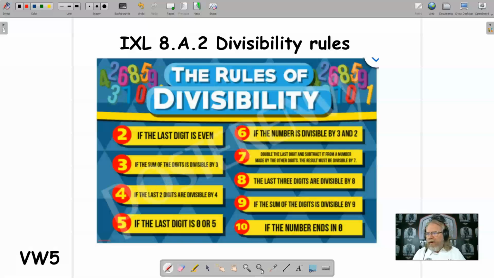The rule for 4 is that the last two digits are divisible by 4. This one's kind of handy for numbers that are 100 or higher, right? If you had a number like 94, is this divisible by 4? Well, you're going to have to divide the whole number by 4. But let's say you had 1094. Well, you could find out if 1094 was divisible by 4 simply by looking at the last two numbers.